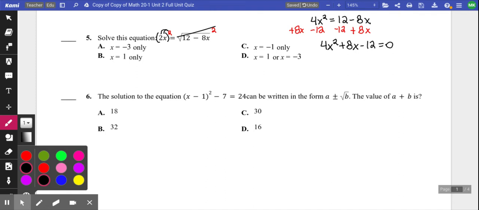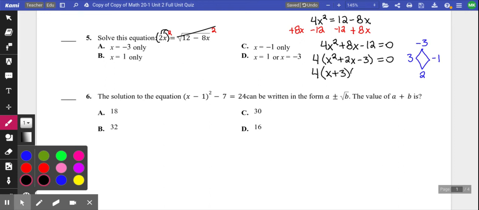And I'm also going to recognize to take a GCF of 4 out. That'll make my factoring much easier because now it's numbers that are quite simple to work with. If I want to factor that thing, I do a diamond. Things that multiply to be negative 3 and add to be 2. It would be 3 and negative 1. That means this factors to be x plus 3, x minus 1 equals 0. That means my solutions are x equals negative 3, x equals positive 1.